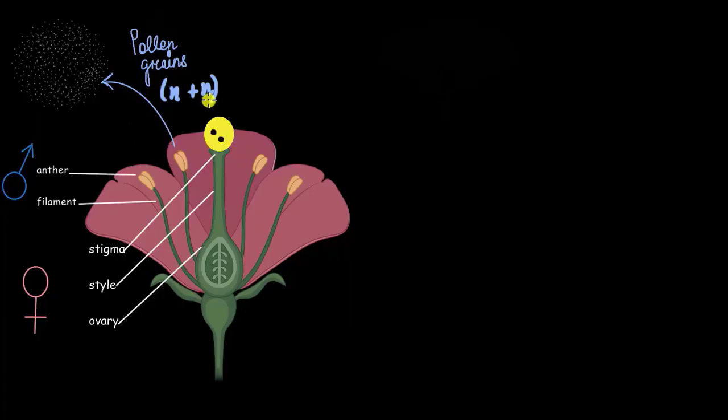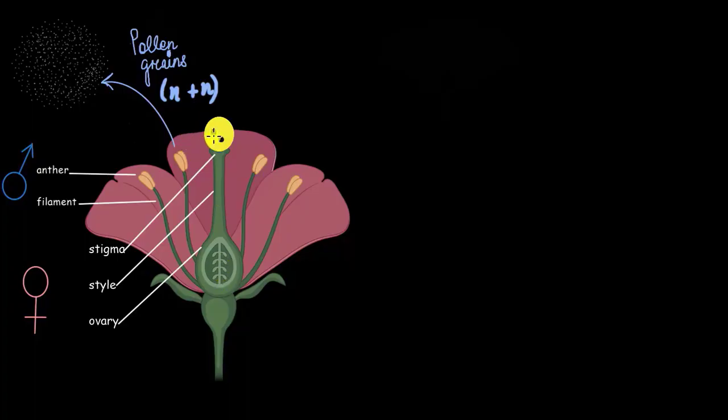Alright, now let's talk about the female gametes. Where are they? Well, the female gametes lie somewhere in the small lobe-like structures that you see in the ovary. They remain hidden somewhere in these ovules. Each ovule contains one female gamete, or we can say a single embryo sac.